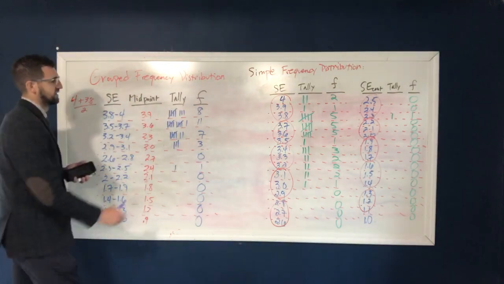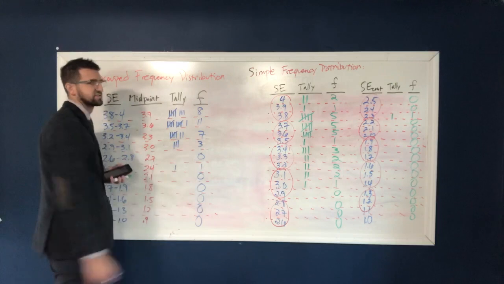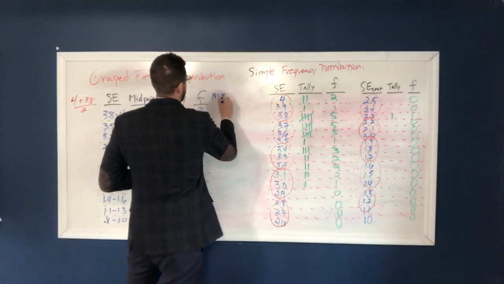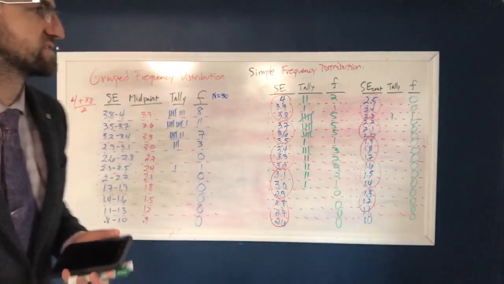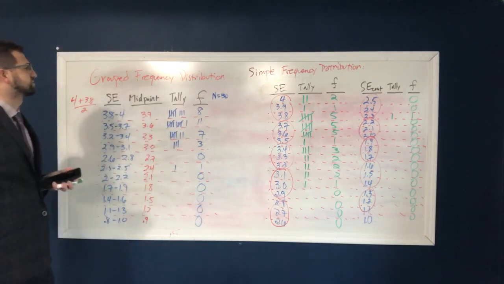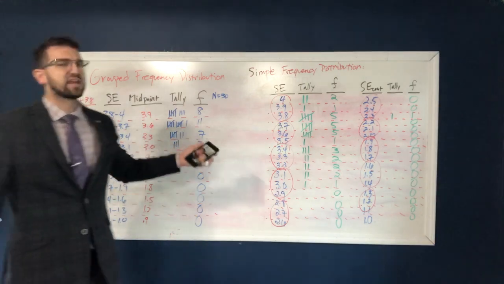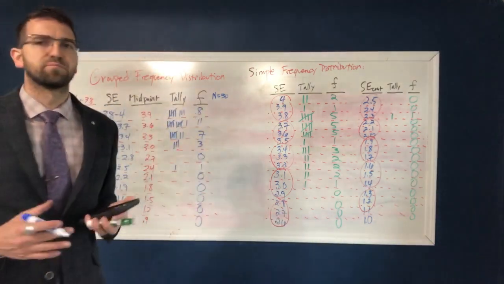Okay, so 8 plus 11 is 19, plus 7 is 26, plus 3 is 29, plus 1, so our total n is still 30, which is a good thing. We didn't lose numbers, we didn't add numbers. There you go. Okay, so this is what our grouped frequency distribution looks like. So again, it's telling the same story as the simple frequency distribution, it's just more compressed.